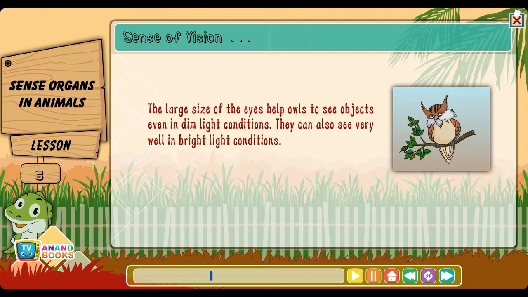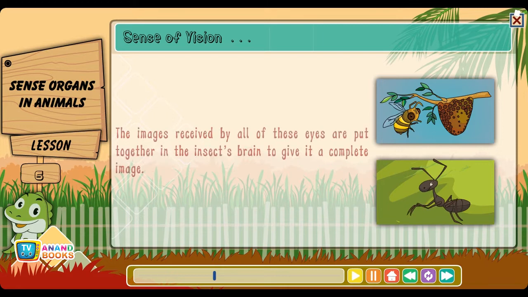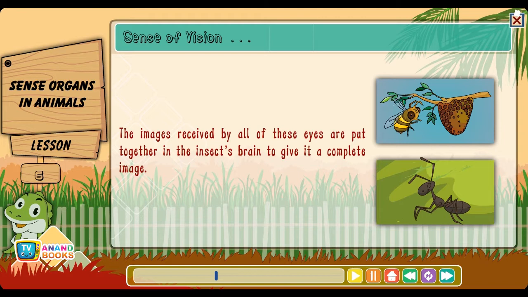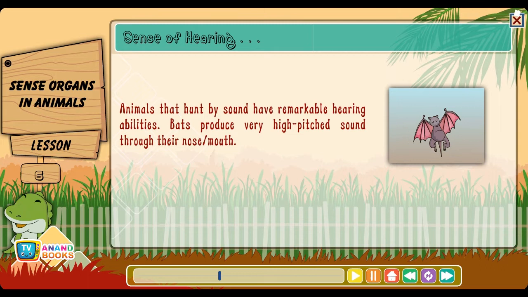Many insects like ants, flies and honeybees have a pair of compound eyes for vision. The compound eye is made of thousands of lenses. The images received by all of these eyes are put together in the insect's brain to give it a complete image. Sense of hearing. Animals that hunt by sound have remarkable hearing abilities.